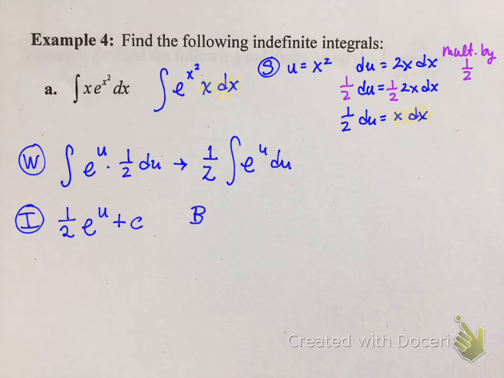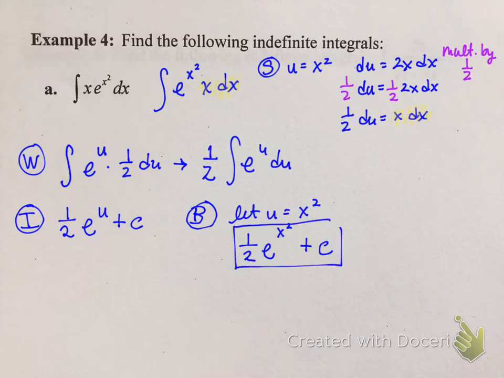Last step is back substitution. Remember, I let u equal x squared. So wherever I see u, I'm going to plug in x squared. So the answer is going to be 1/2 e to the x squared plus c. Okay, not too bad. Let's look at the next one.